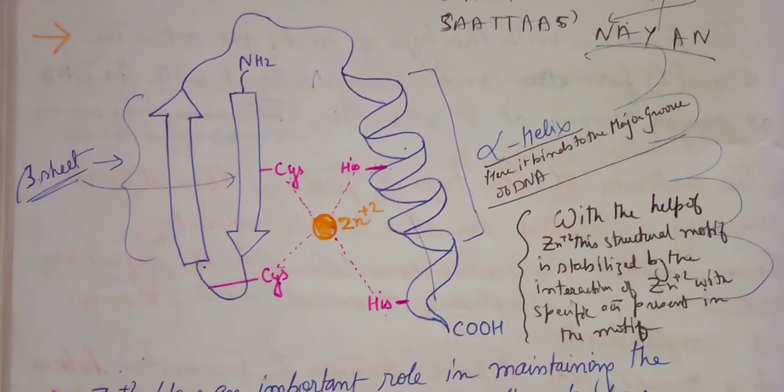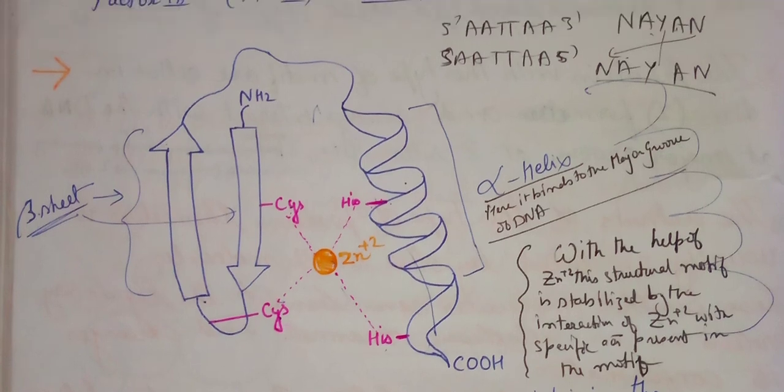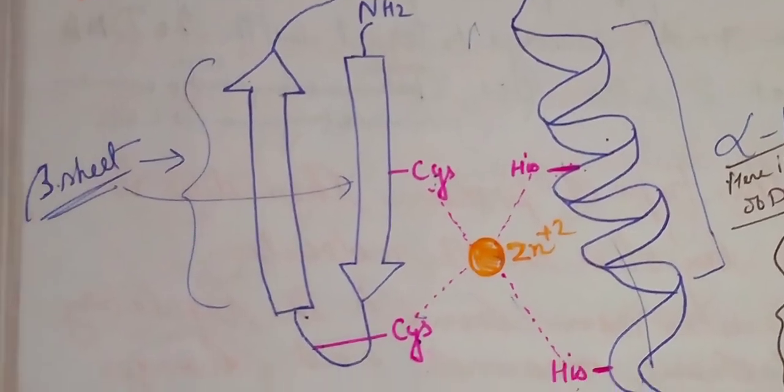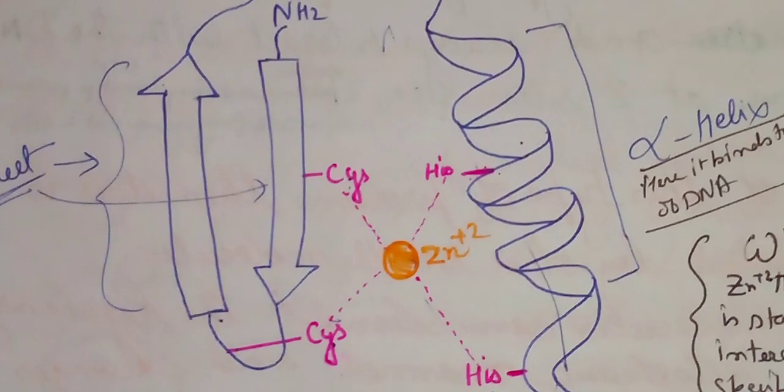I am showing you the structure of the zinc finger motif. The arrow mark represents the beta sheet. You have already studied the patterns. These are actually ribbon shape models that you can see.